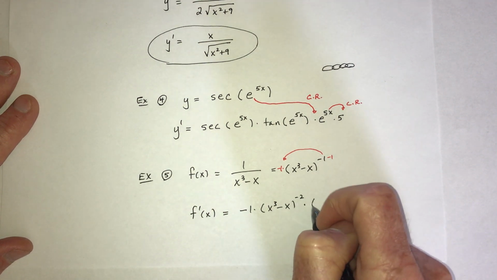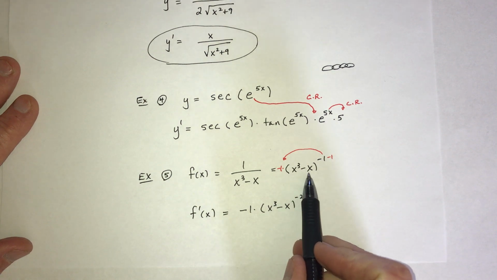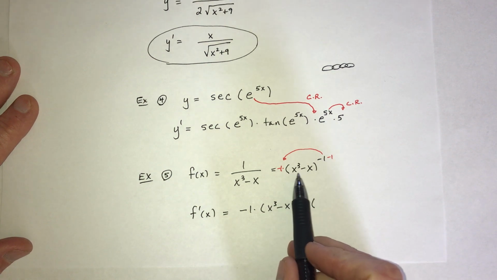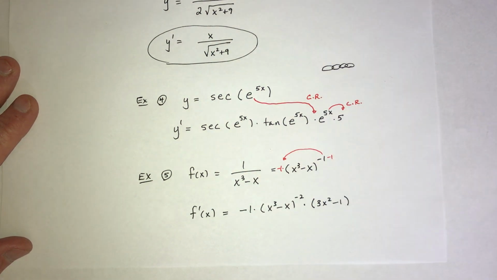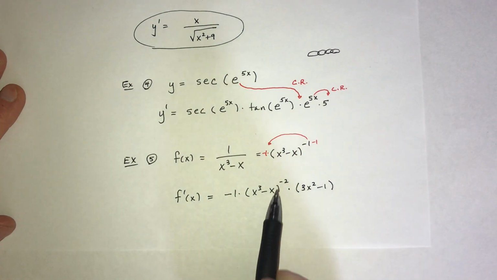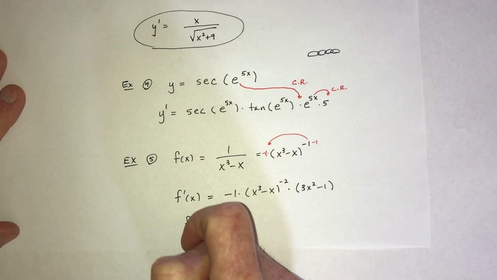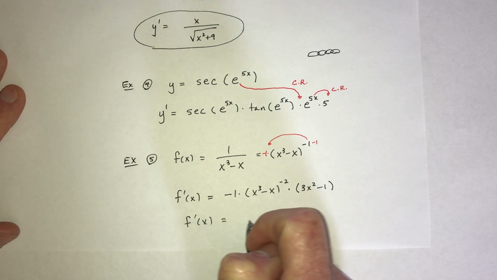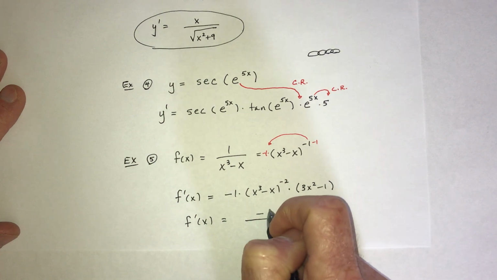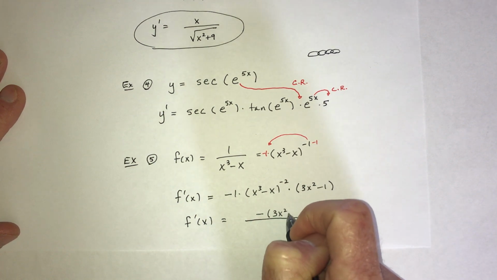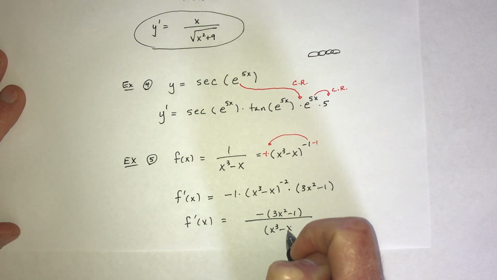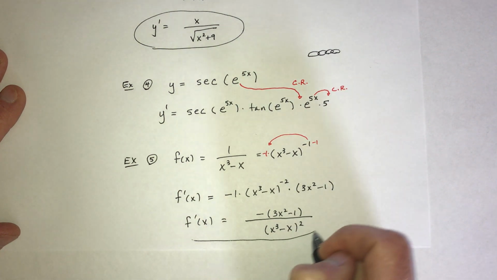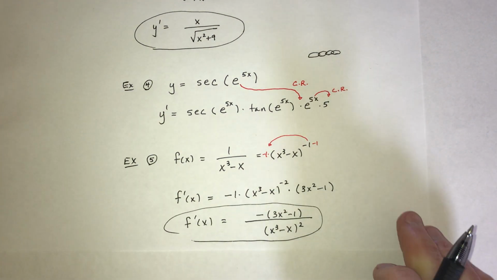And now do the chain rule. So inside the parentheses, you take the derivative of this. That would be 3x squared minus 1. And then the only thing with this is don't leave any negative exponents. So this is going to have to be moved to the denominator. So the derivative final answer will be negative, and there's 3x squared minus 1 in the numerator, and there's x cubed minus x to the 2 in the denominator.